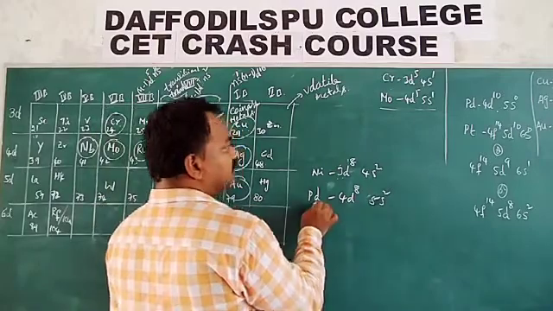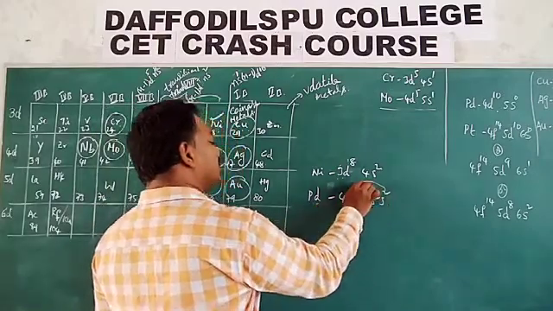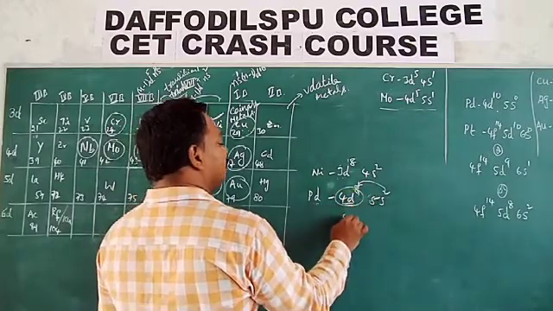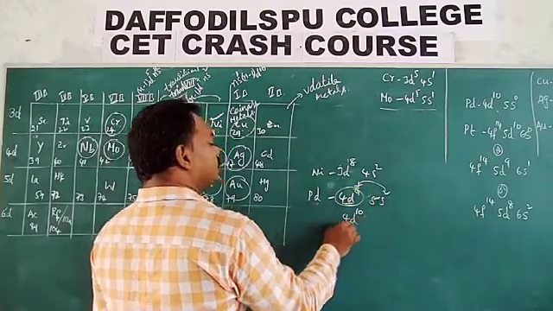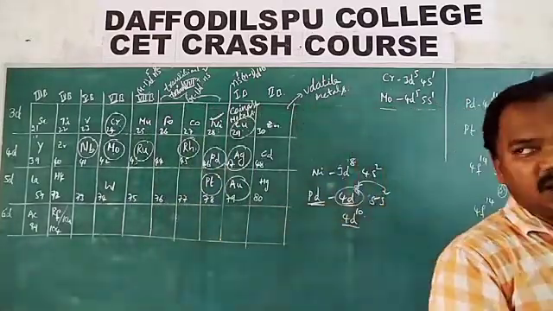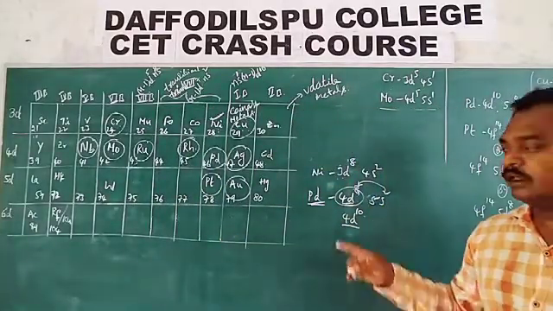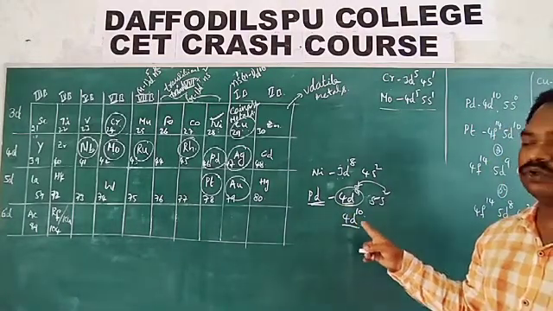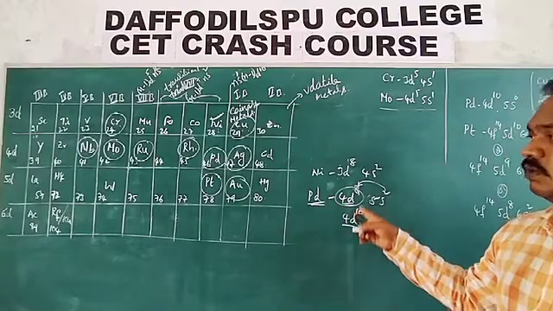But in the case of palladium, these two electrons come into the 4D orbital, so it becomes 4D10. So palladium becomes more stable. Half filled and completely filled orbitals are more stable, hence palladium becomes more stable.